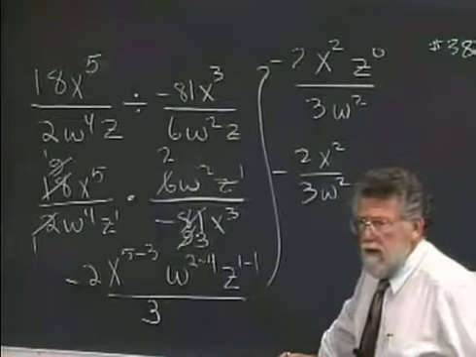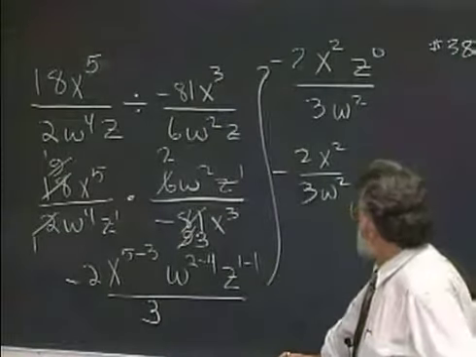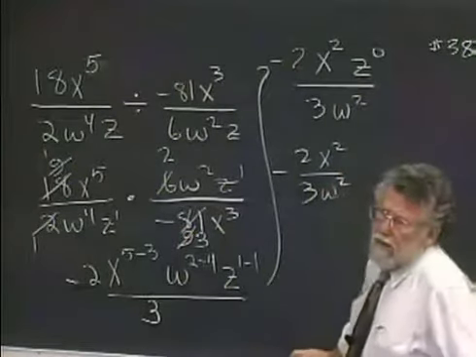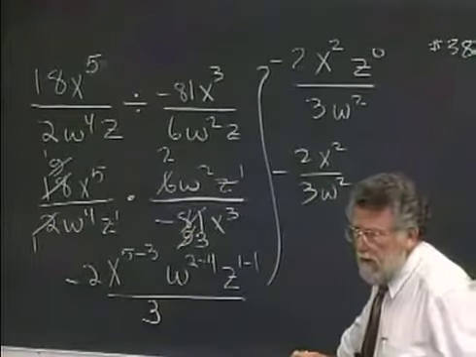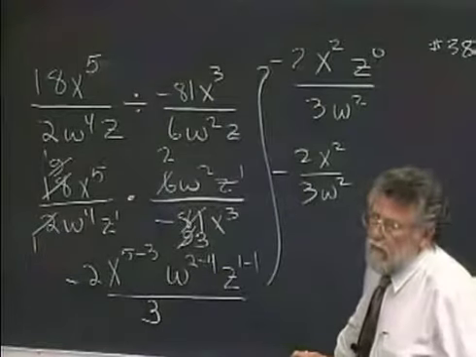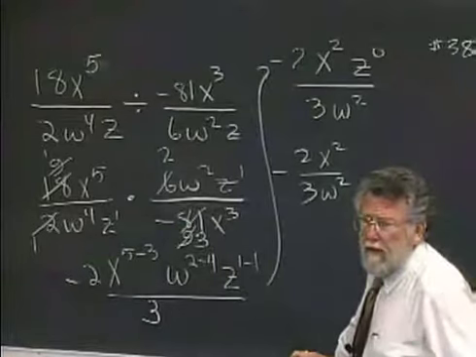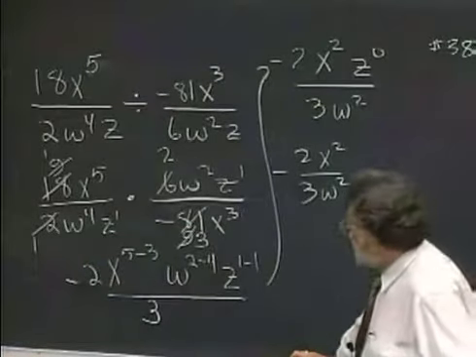Right. Z to the 0 is 1, and that, to me, was an important thing to remind you about. So you wouldn't put it in the answer, though? No, because once I have z to the 0 here, then this is going to be a 1, and there's no sense of putting the 1 in there, because 1 times 2x squared will be 2x squared. Does that cover that problem now?